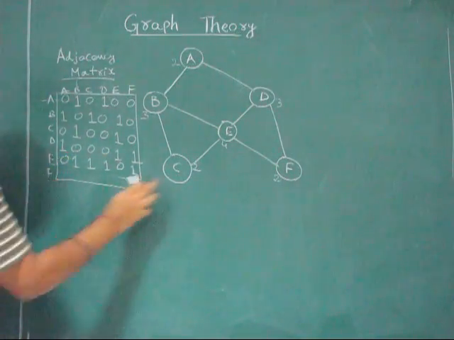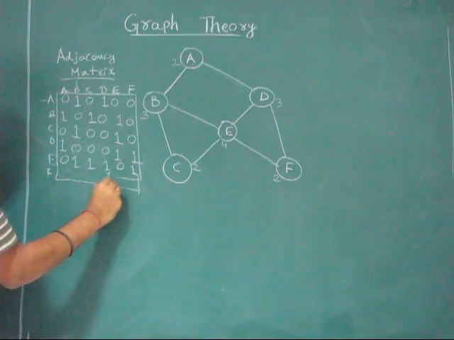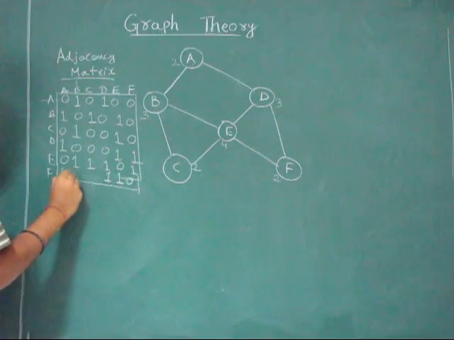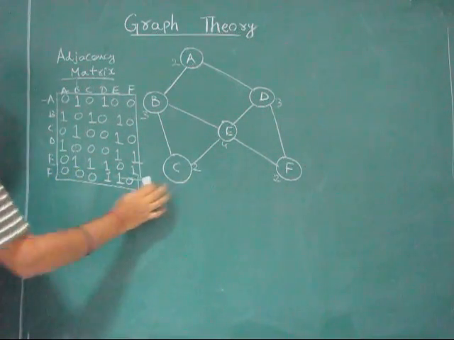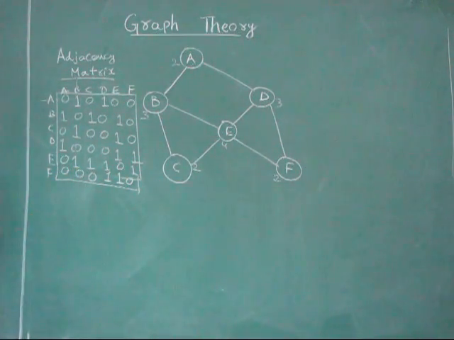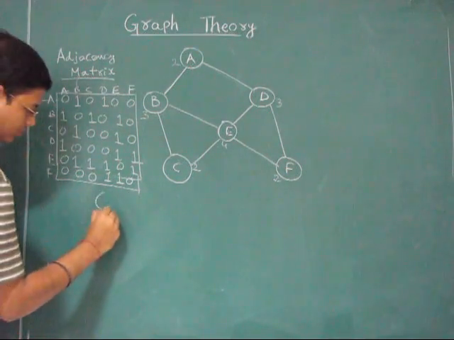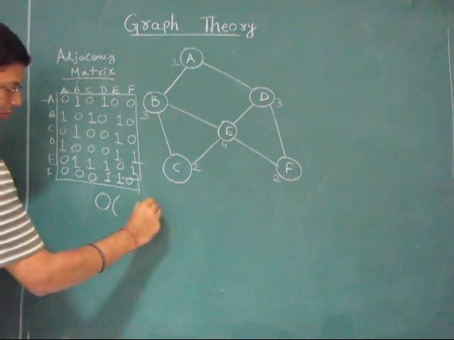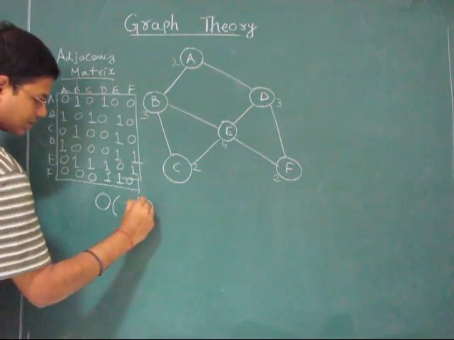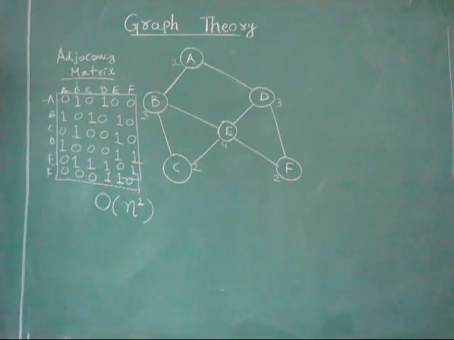And F has only neighbors D and E. So the rest of the entries will be 0. So this graph you can represent using an adjacency matrix like this. The amount of space you take for an adjacency matrix is of the order of n square, because there are n rows and n columns.